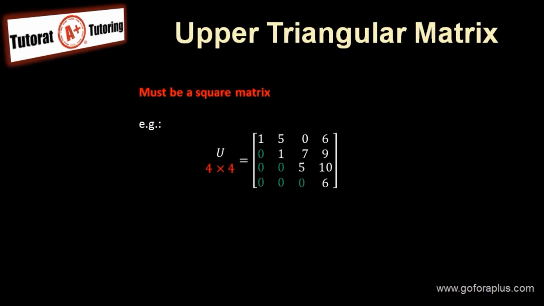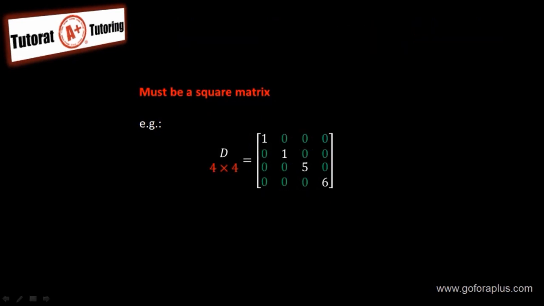So what is an upper triangular matrix? The first criterion, again, is that it must be a square matrix. In this example of a 4 by 4 upper triangular matrix, we see that below the main diagonal, it has to be all 0. So this matrix, we call an upper triangular matrix.